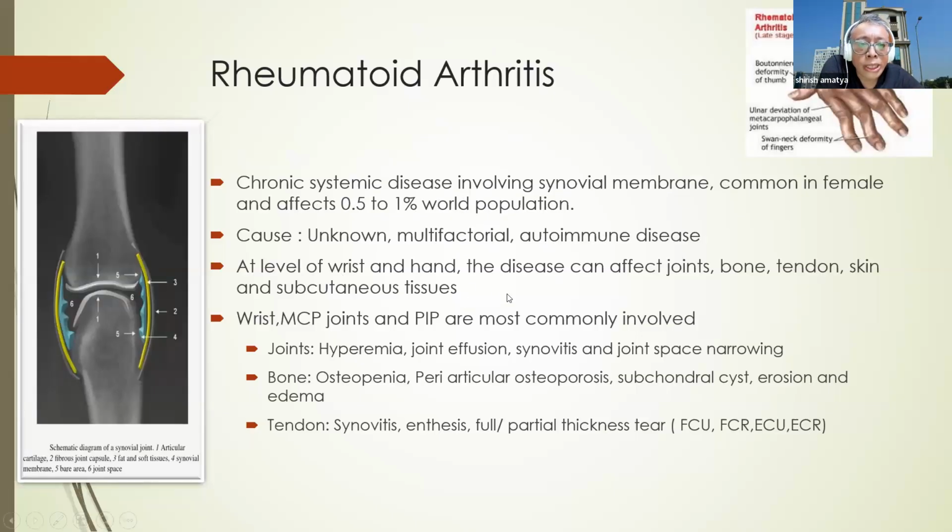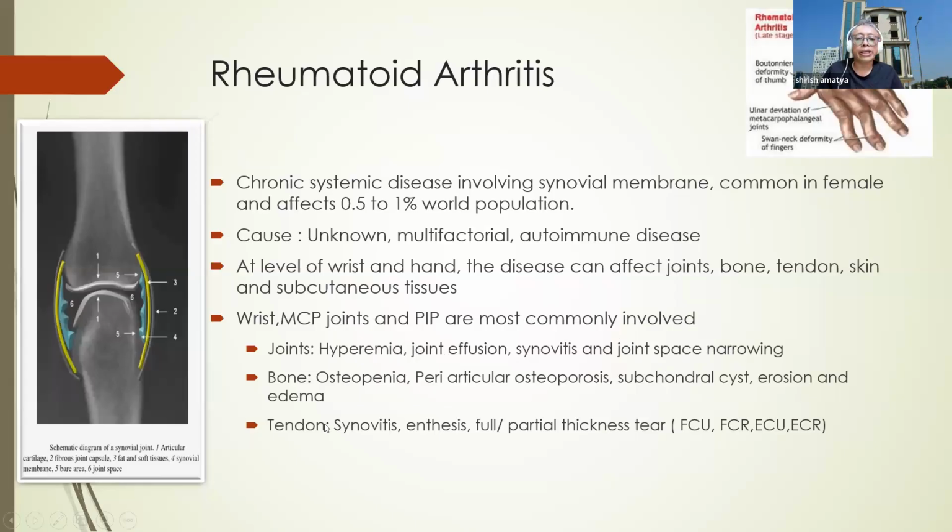Normally at the level of wrist and hand, there can be various manifestations of rheumatoid arthritis. It can affect joints, it can affect bone, tendon, as well as subcutaneous tissue and skin. In the wrist as well as in the metacarpal, in the hand, rheumatoid arthritis mainly affects the wrist, metacarpophalangeal joint, and the proximal interphalangeal joints are more affected. And if you see in the joint, there can be joint effusion, there can be hyperemia in the joint, or features of synovitis, or joint space narrowing can be easily seen.